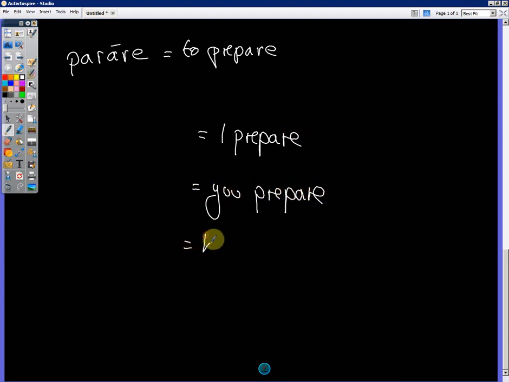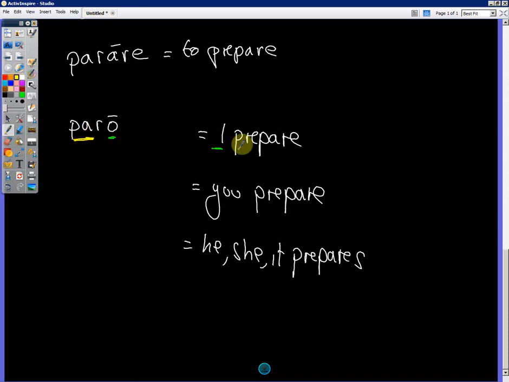Or he, she, or it prepares. All these expressions, I prepare, are two words in English, but it's going to be one word in Latin, and quite simply it's going to be paro. There's the I bit, and the prepare bit is the pa, but the A has dropped off that stem in that I prepare.